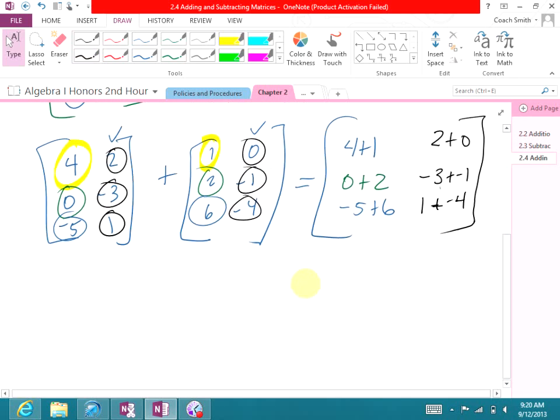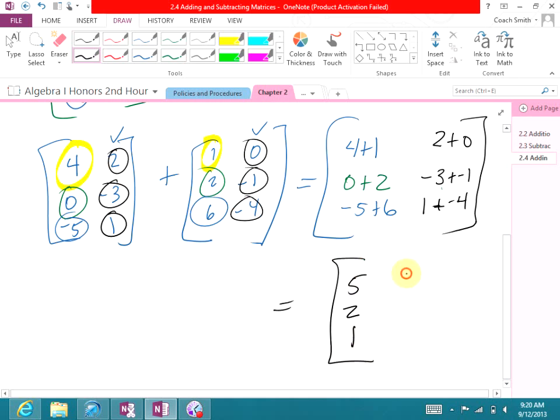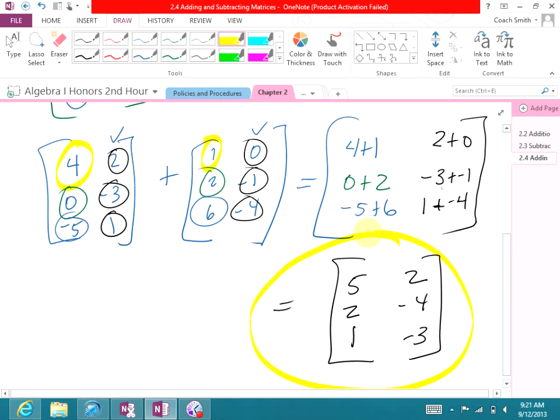Okay, now we're going to come up with our final matrix. Putting the two matrices together, we come up with a final matrix of 5, 2, 1. That's in the first column. The second column is 2, negative 4, negative 3. So this matrix would be your answer. We put two matrices together, we added them.